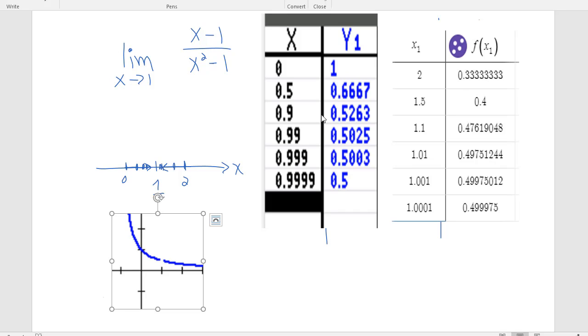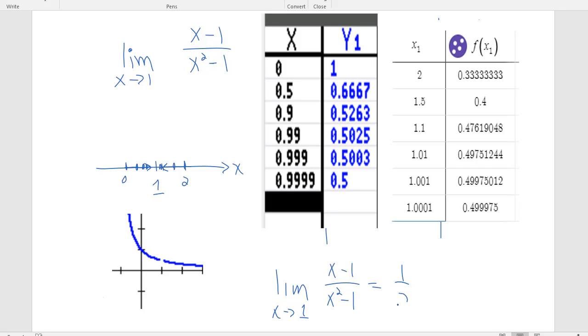So our answer here for our limit, we see numerically from the left and from the right, we're approaching 1/2, and we can see visually that as well. All right, so I'm going to write symbolically here that the limit of x minus 1 over x squared minus 1 as x approaches 1 will equal 1/2. Again, I want to stress to you here that we're never getting to x equals 1. We're letting x approach 1. We're getting super, super close to 1, but we're never actually getting to 1. That's what the limit process entails for us.